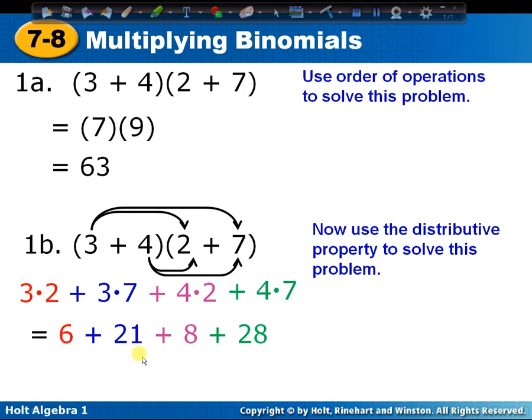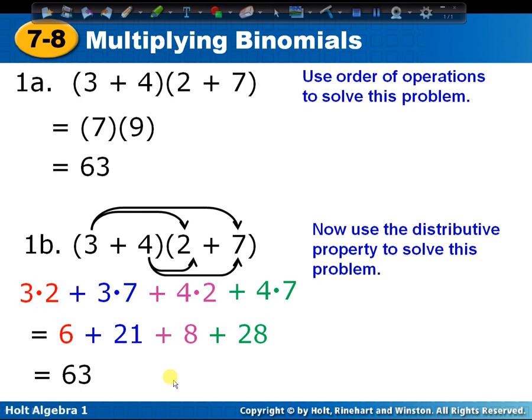3 times 2 is 6, 3 times 7 is 21, 4 times 2 is 8, and 4 times 7 is 28. So what we've got now is 6 plus 21 plus 8 plus 28. We add all those together, and we're going to get 63. Notice that whether we use order of operations or the distributive property, we came up with the exact same answer of 63.